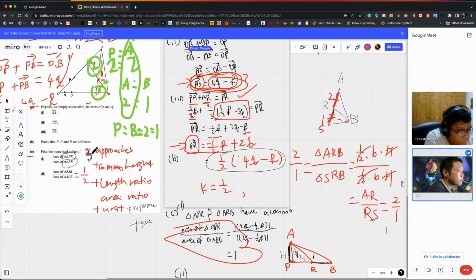So the third approach will be unit plus a reference figure. In this case, the reference figure is this. Okay, very good.